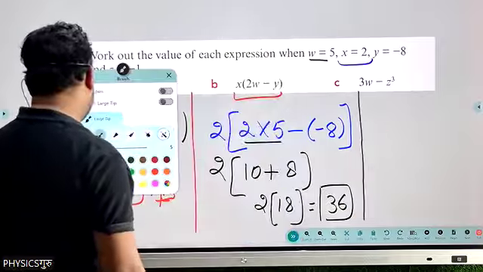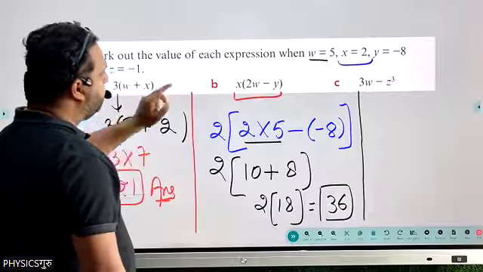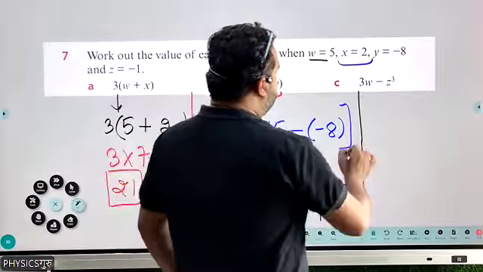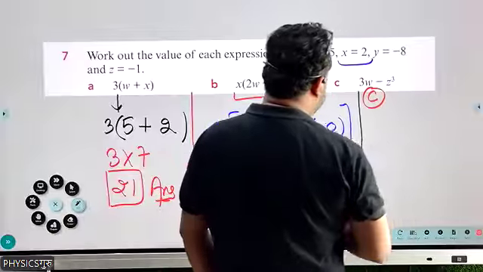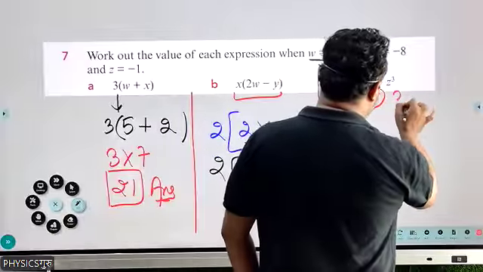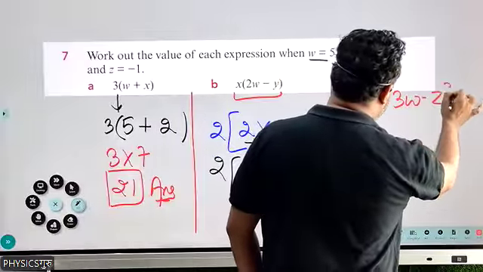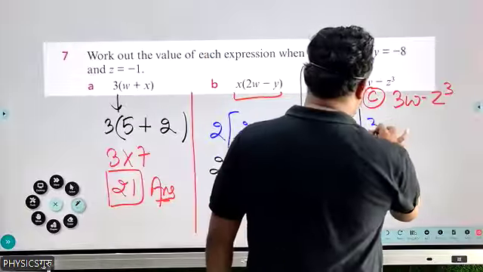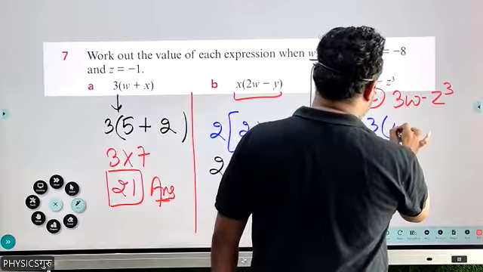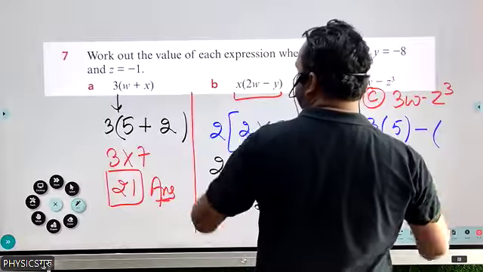C. So it is (3W minus Z) cubed. So it is 3 times W minus Z cubed. So 3 times W. W is what? W is 5. Minus Z cubed. Z cubed is how much?